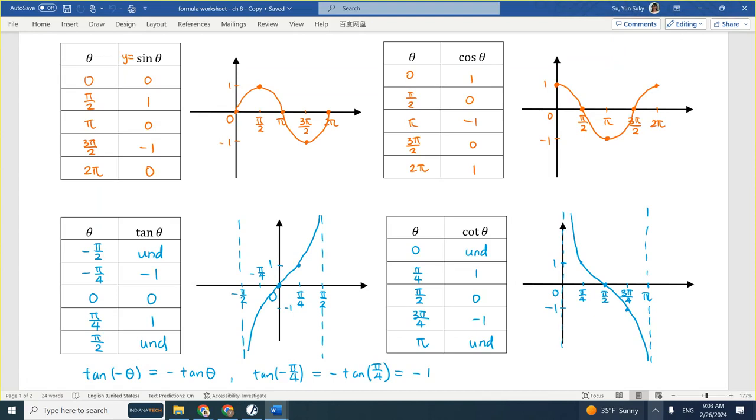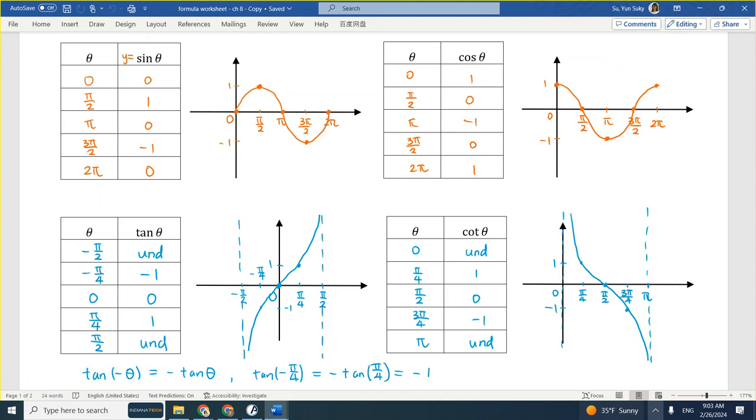The cosine starts with 1, goes down to 0, goes down to -1, and then goes back up to 0 and 1. So those 5 key points spread over the 0 to 2 pi interval. The sine and cosine period is 2 pi.